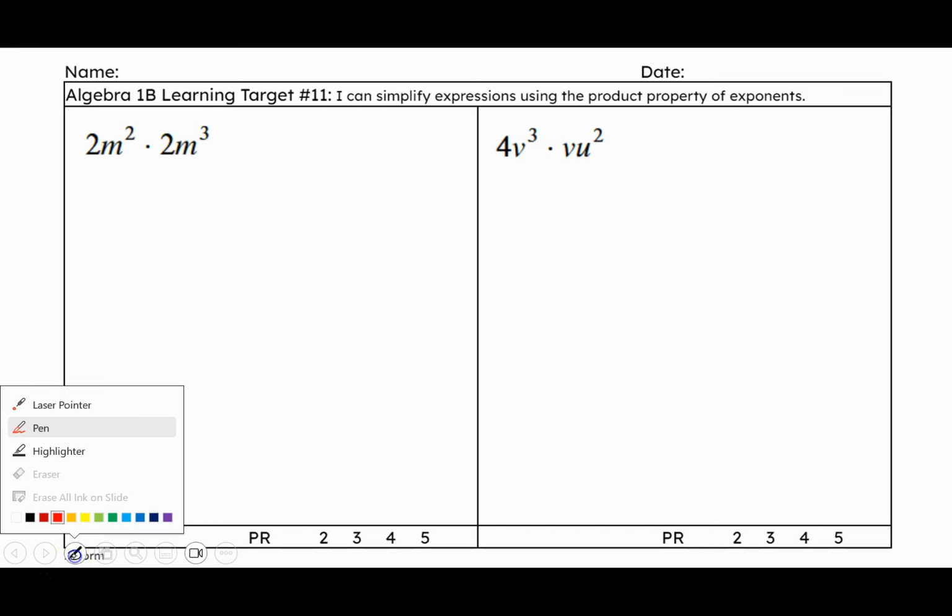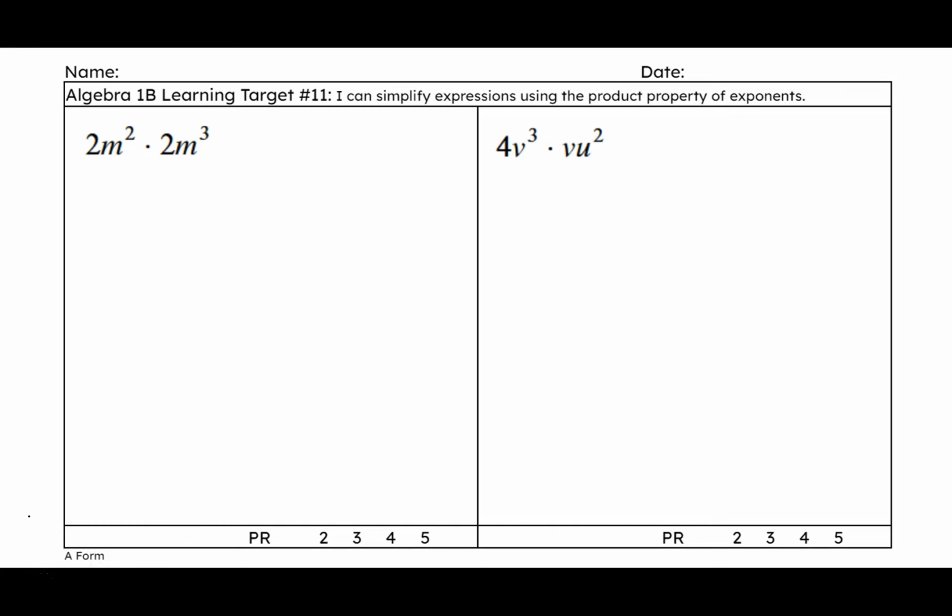So we're going to have lots and lots and lots of repeated multiplication here. And the way I like to teach is this first: when in doubt, expand it out. You must remember that an exponent means repeated multiplication.